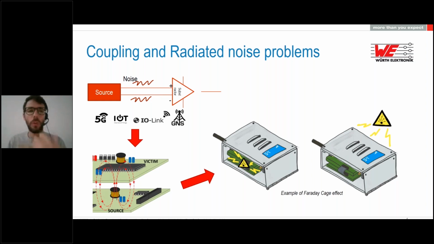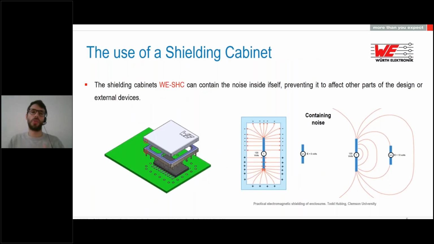So how do we use, what's the component we can use in order to solve these problems, to create like a small Faraday cage inside our design? The shielding cabinets. So the shielding cabinets are able to contain the noise inside itself. They act like a small Faraday cage. The last phase or conductive phase is the ground, so they are soldered to ground. So they are able to catch this noise and redirect it to ground.